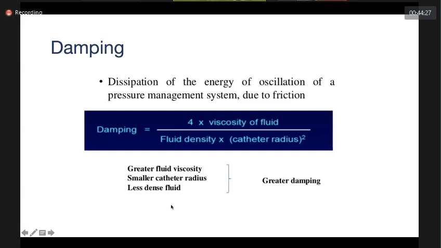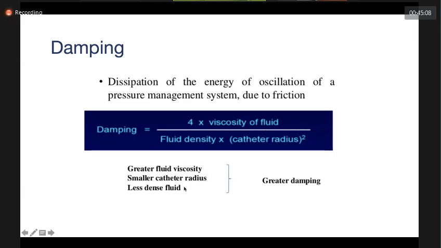So damping is the dissipation of energy of oscillation of a pressure measurement system due to friction offered by the various tubings, connectors, everything. Suppose you have lesser friction, the pressure will go directly and hit the membrane and then will be transmitted to the Wheatstone bridge and you will get a proper signal. Suppose you have so many problems, high viscosity, bubbles, clots, all these things, and your tubings are not good, then you will have various problems.